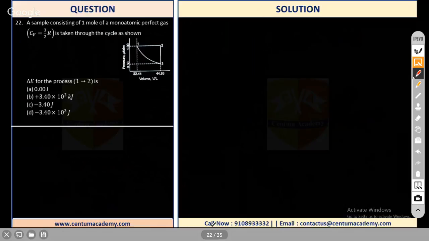Question number 22. What is the answer? Delta E we have to find out. Just use the formula nCv delta T. For 1 to 2, you already have the temperature, right? nCv delta T you have to use.